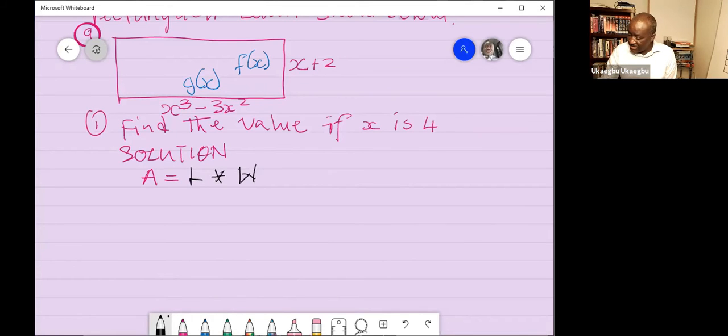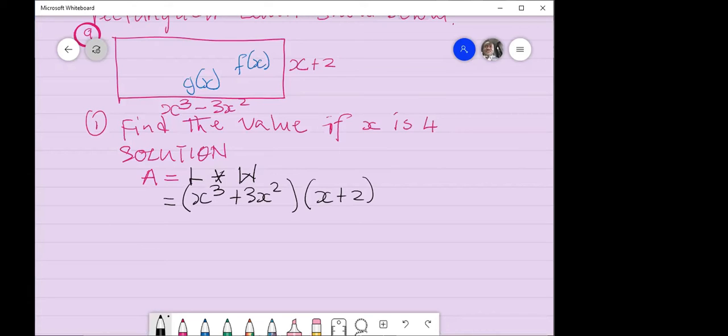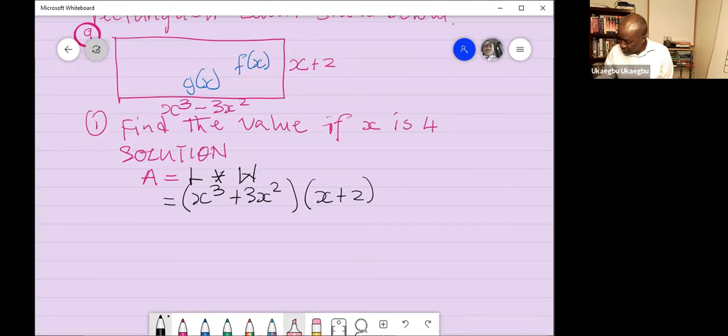So now our length could be x cubed plus 3x squared and our width could be x plus 2. Okay? So now we use the distributive property. Mr. Cable, on the rectangle, it says minus 3x squared. Oh, okay. Yeah, thank you. At least somebody is paying attention.